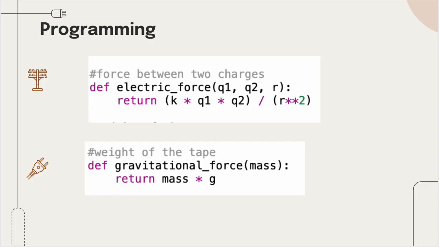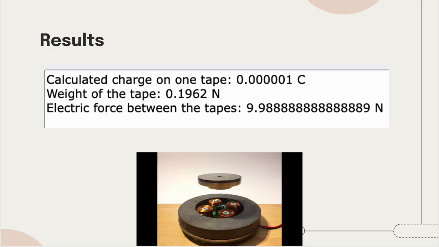The program first calculates the electric force between the two tapes by using Coulomb's law. Then it calculates the gravitational force based on the mass and the distance between the tapes. Finally, it calculates the charge required on each tape to produce an electric force strong enough to balance the gravitational force. After setting up the model, I found that each tape needed a charge of approximately 1 microcoulomb to produce a force strong enough to counteract its weight.